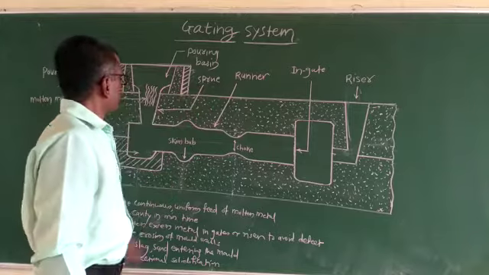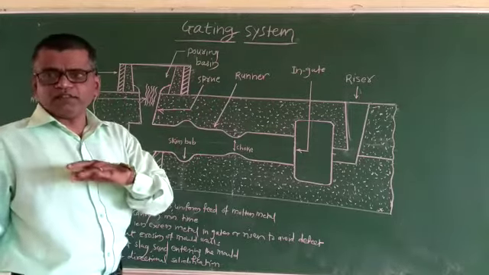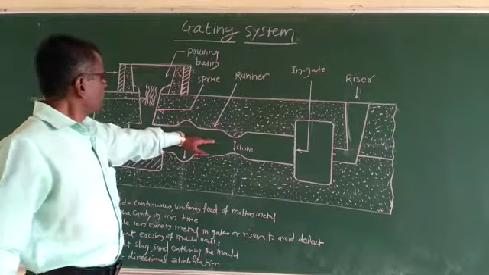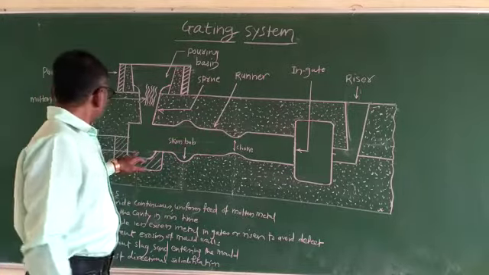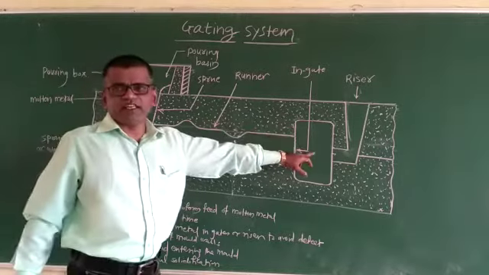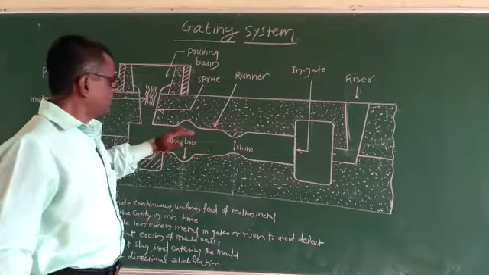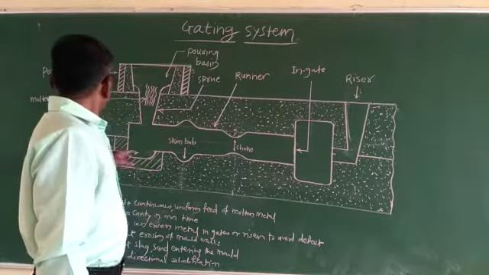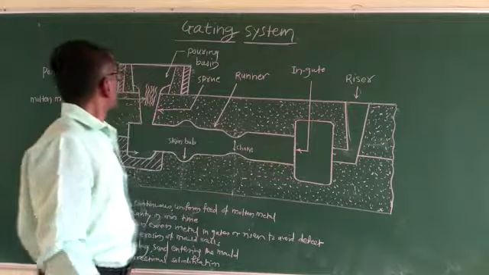Then the runner. It is a horizontal channel that is made in a molding sand, a horizontal channel which connects the screw base to the ingate. So it is a horizontal channel that is cut in a mold which connects the screw base to the ingate.